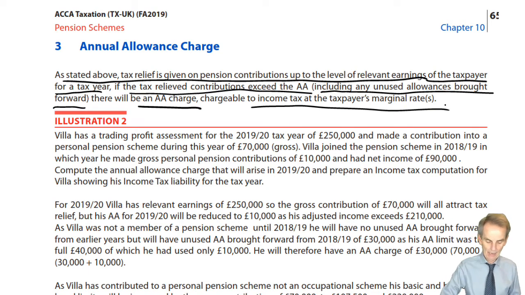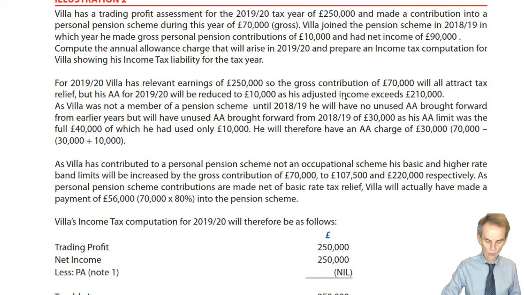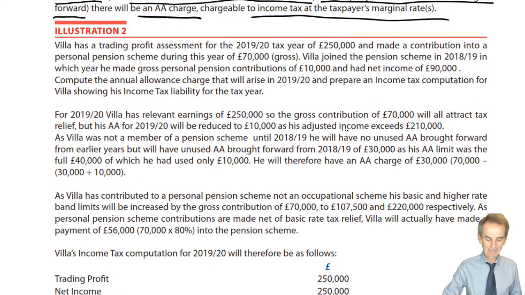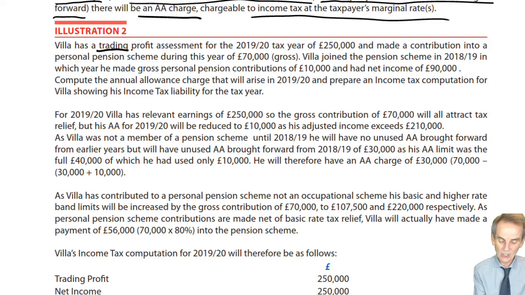Let's see how that works with illustration 2, whereby Villa has a trading profit in the 1920 tax year of £250,000.